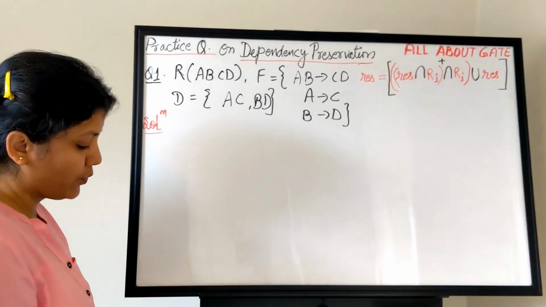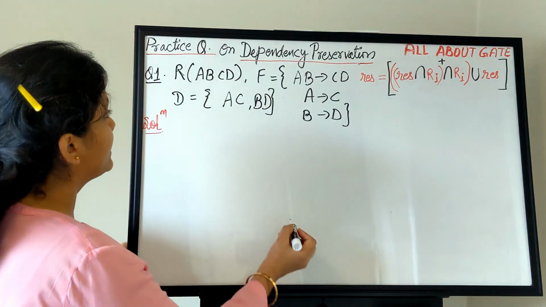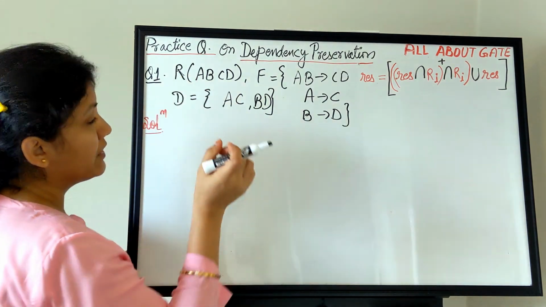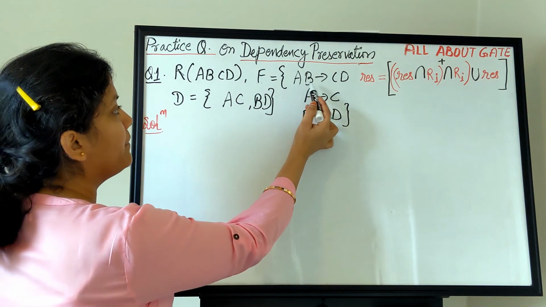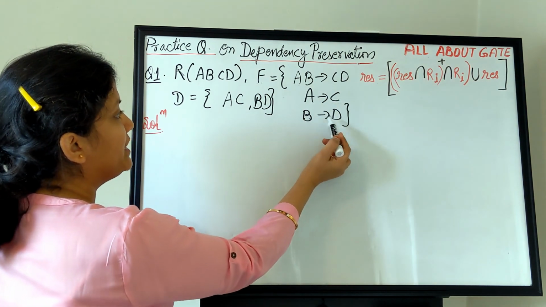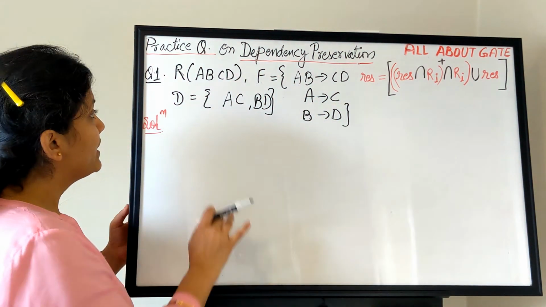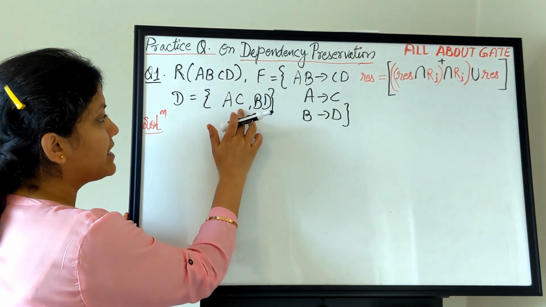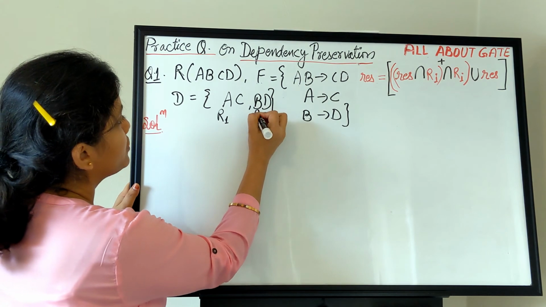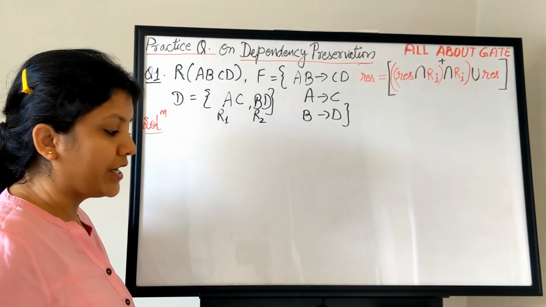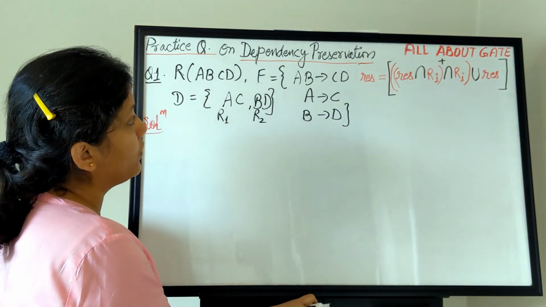So the very first question which we are going to solve: we have a relation R which has four attributes A, B, C, D. The functional dependencies given are AB to CD, A to C, B to D. Three FDs are there. This is a decomposed set AC and BD. So this is your R1 and this is your R2. Now we are going to check for each and every dependency one by one.